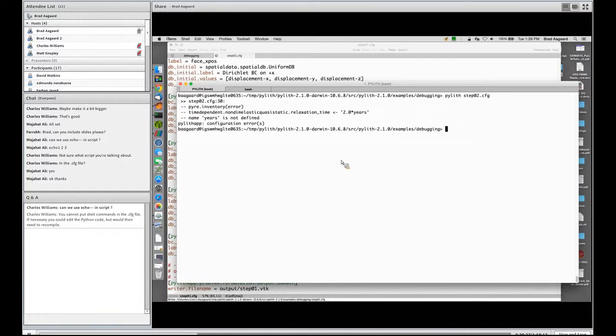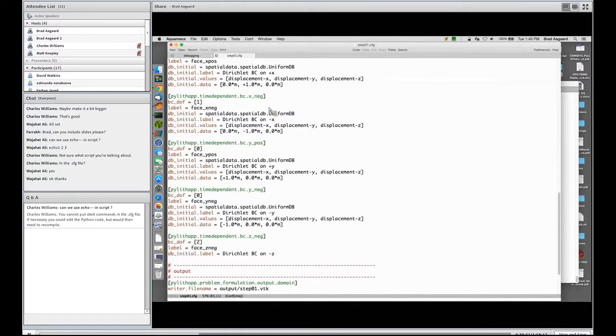Okay, so step two, try and run step two, and at step2.cfg line 30, we have an error. It says time dependent non-dimensional quasi-static relaxation time is 2 years. Name years is not defined.